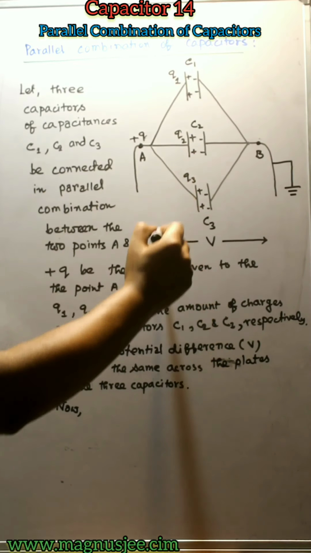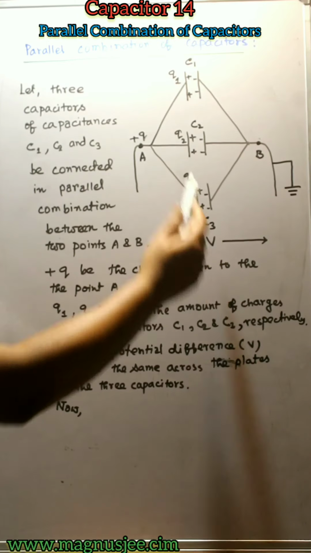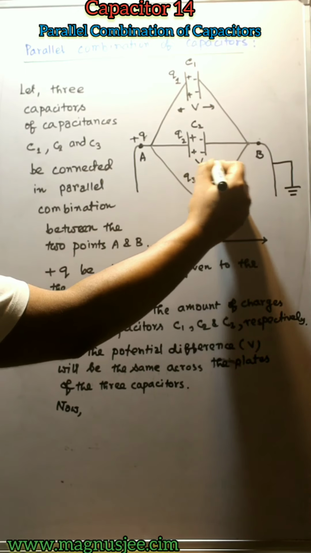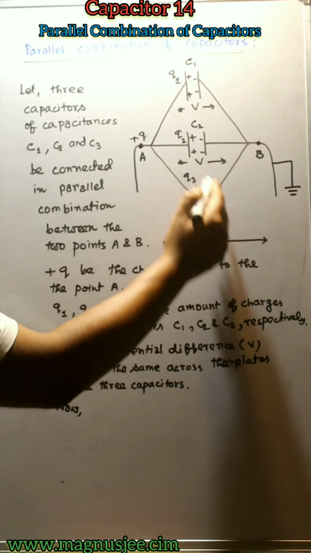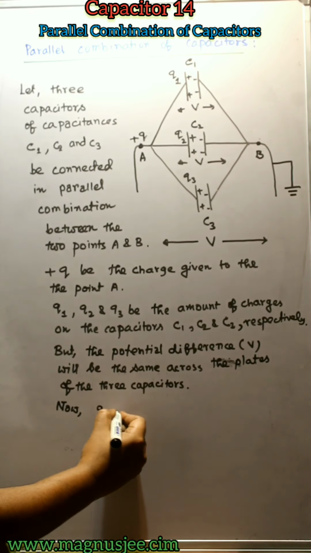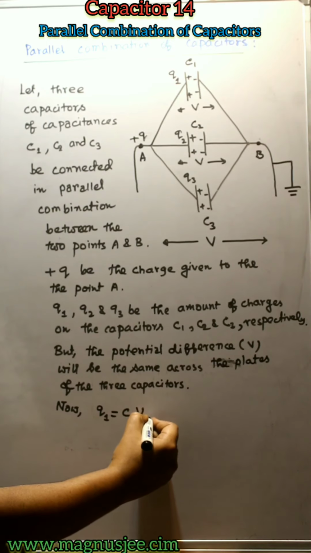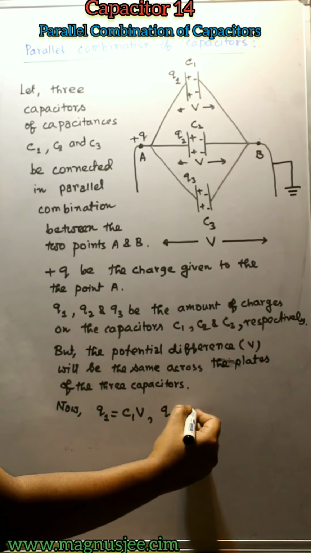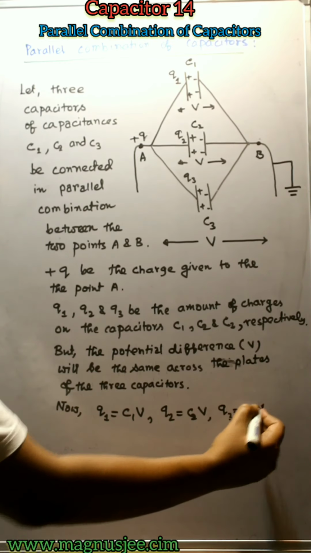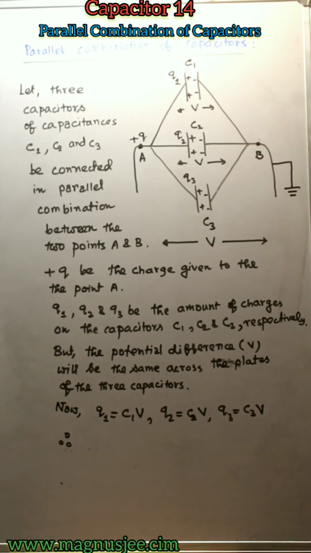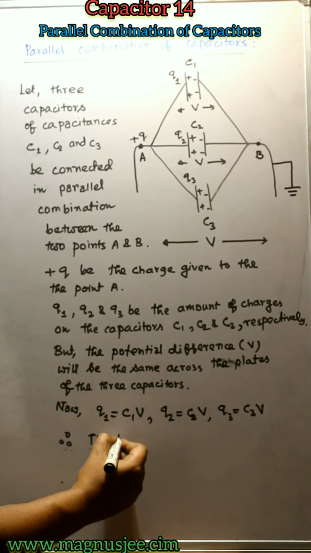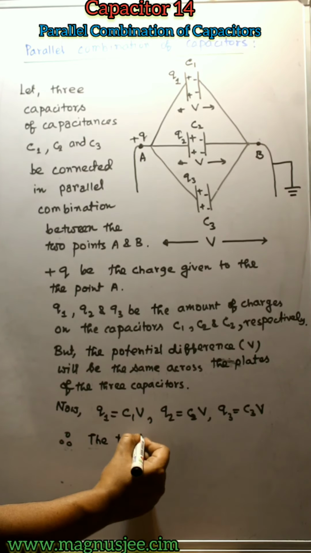Now Q1, Q2, Q3 are the different charges across the capacitors, but the potential difference will be the same. V is the potential difference across the capacitor C1, V is also the potential difference across C2, and the same V will be acting across the capacitor C3. Now what are the formulas of the amount of charges across the capacitors? Q1 equals C1V, Q2 equals C2V and Q3 equals C3V, assuming the potential difference across the capacitors will be the same.